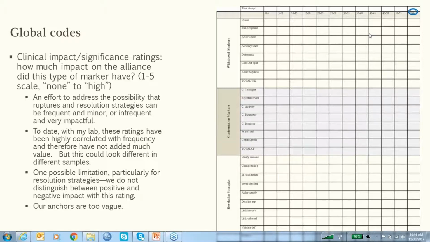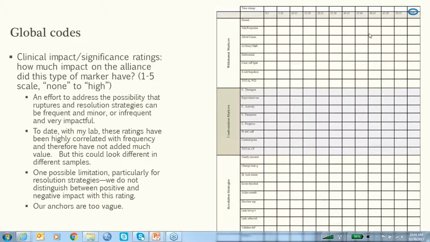A couple of limitations with our significance ratings. One is that for the markers, the significance is usually pretty clearly a negative impact. When a significant rupture marker happens, it's pretty clear that it was negatively impacting the alliance, at least during the rupture. With resolution strategies, though, we don't specify whether it had a negative impact or a positive impact.